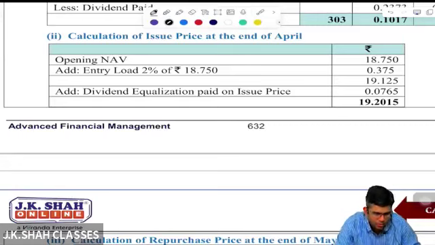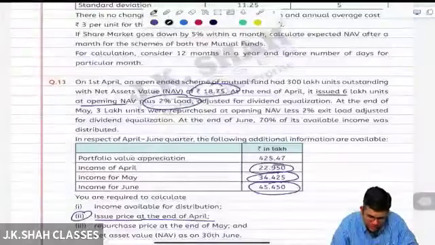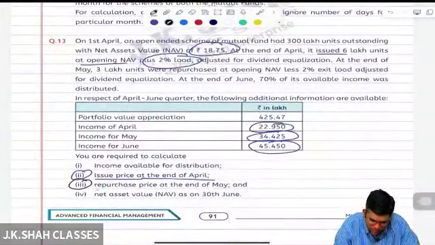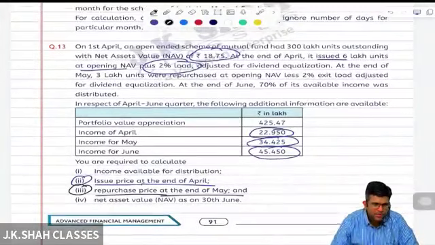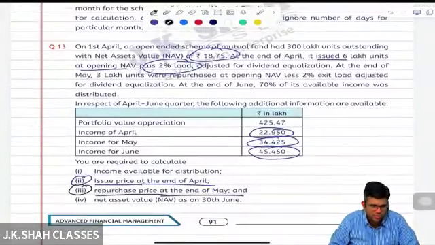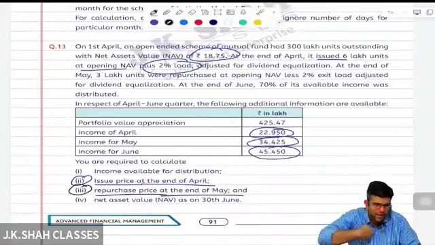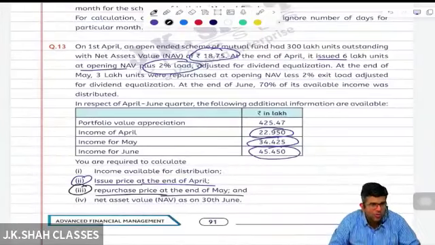Ready? Now, next students, they are asking you third point. What is the repurchase price at the end of May? Students, in May, some people left us, no? So they sold their units back to me. I had to give them money. How much money I gave?